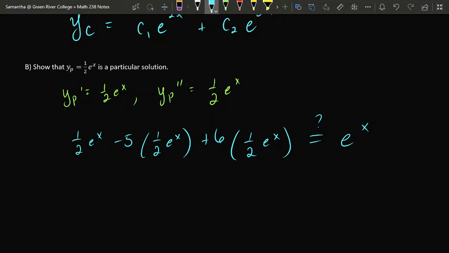So if I go ahead and simplify that, divide out e to the x, and multiply everything through by 2, then this would be equivalent to 1 minus 5 plus 6 equals 2. And that certainly is true. So we have verified that if I set y equal to 1/2 e to the x, then that is one particular solution to my non-homogeneous ODE.